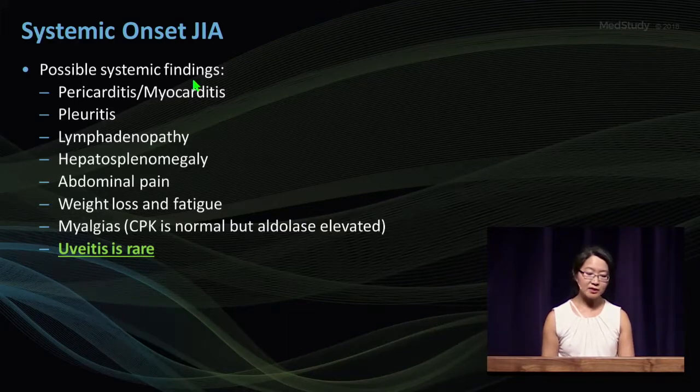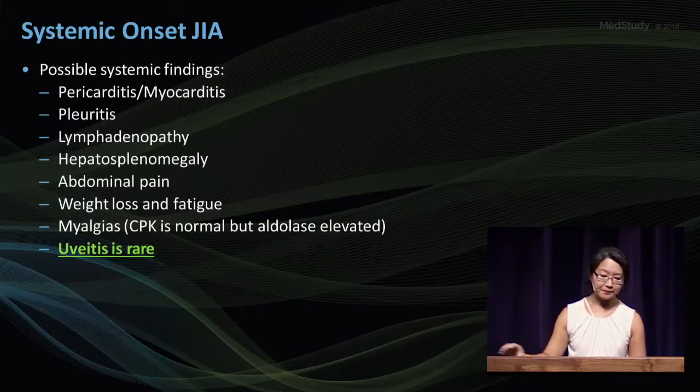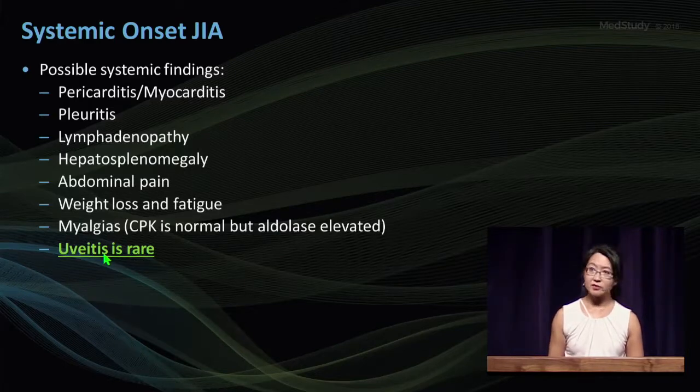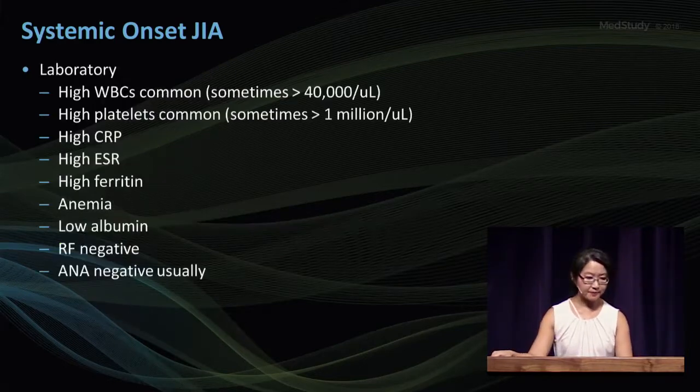Now, this is really unique to patients who have systemic onset JIA. They have muscle pain and muscle aches, but their CK is normal. However, their aldolase is elevated. It's very unique with this disease. CK being normal, aldolase being elevated. Uveitis is rare in this condition.